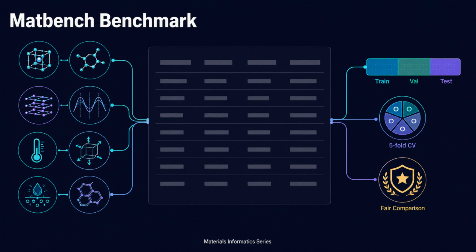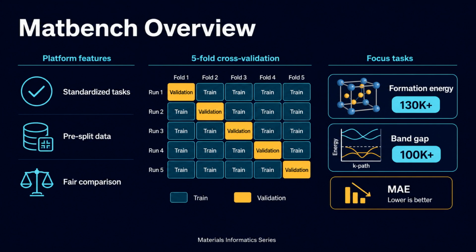Let's start by understanding the MapBench benchmark, which provides a standardized platform for evaluating machine learning models in materials science. MapBench is a standardized evaluation platform that defines multiple material property prediction tasks with pre-split training, validation, and test data. This enables fair comparison across different research studies. The standard evaluation protocol uses five-fold cross-validation.